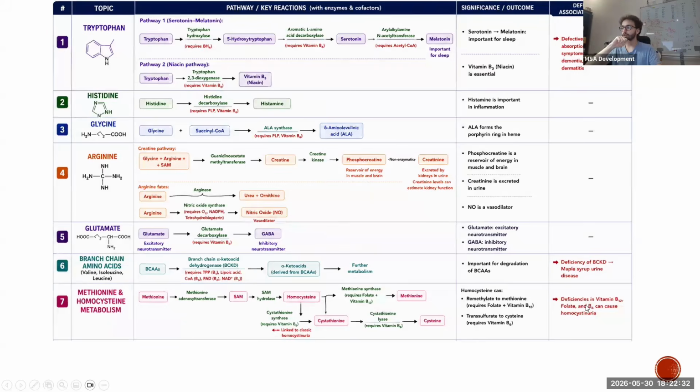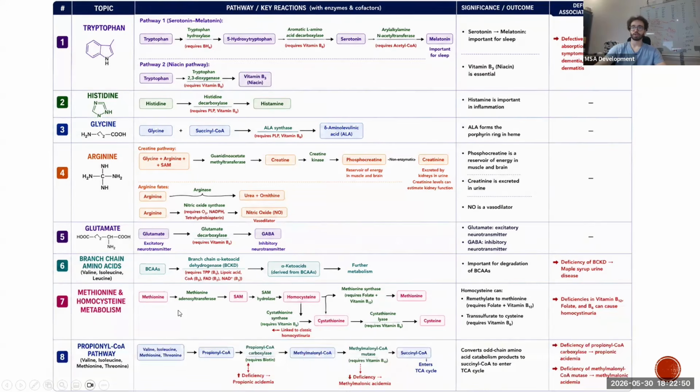But obviously, deficiencies in vitamin B12 and folate will prevent homocysteine from going back to methionine, and deficiency in cystathionine synthase will prevent homocysteine from becoming cystathionine, which is the classic homocystinuria. Okay? Last is, for the 50 millionth time, the propionyl-CoA pathway: valine, isoleucine, methionine, threonine.